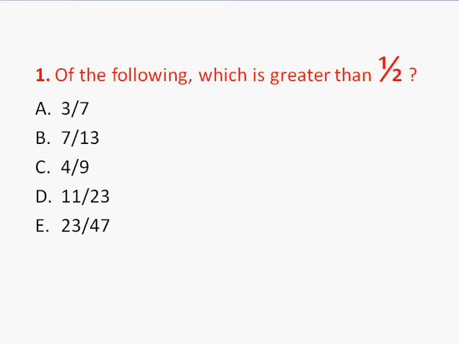Option C, 4 upon 9. Denominator 9 is more than 8, which is double the numerator, so this number will be less than half. 11 upon 23, this number is again less than 0.5, because the denominator is more than twice the numerator. In the last option the same story is repeated. The denominator is 47, the numerator is 23, and 23 times 2 is 46, so the denominator is more. That's why this number will be less than half. So the correct answer is B, that is 7 upon 13.